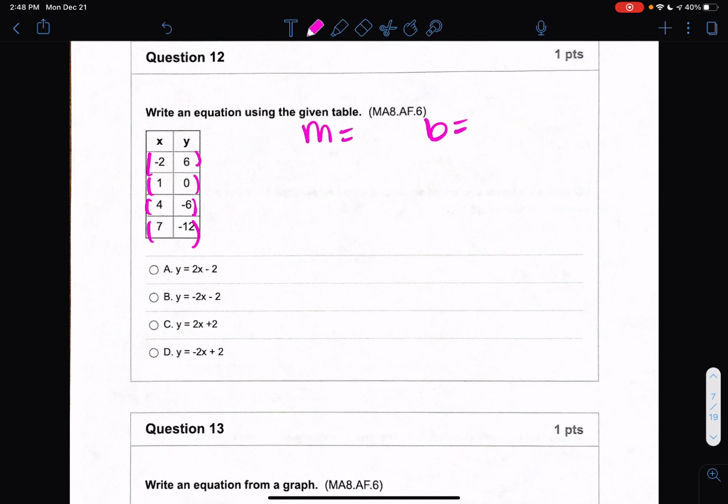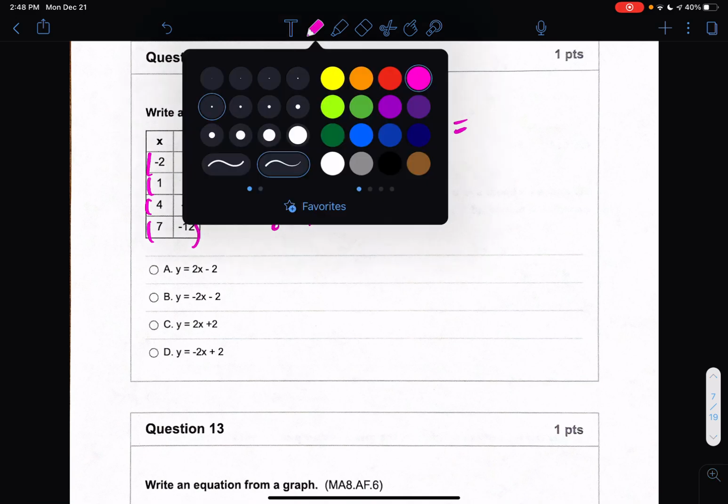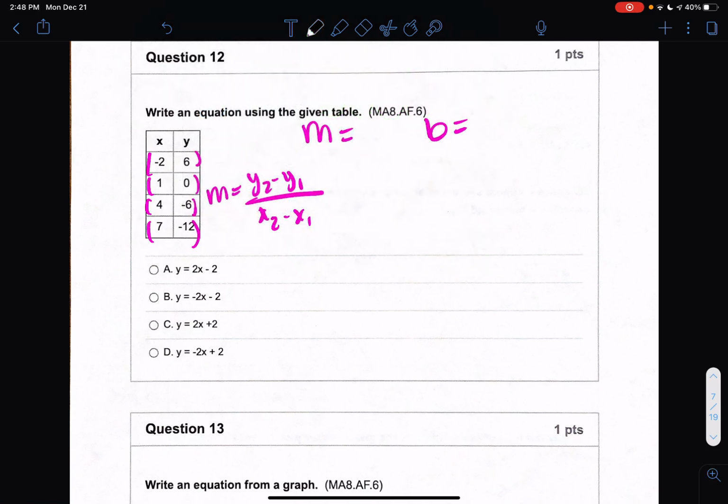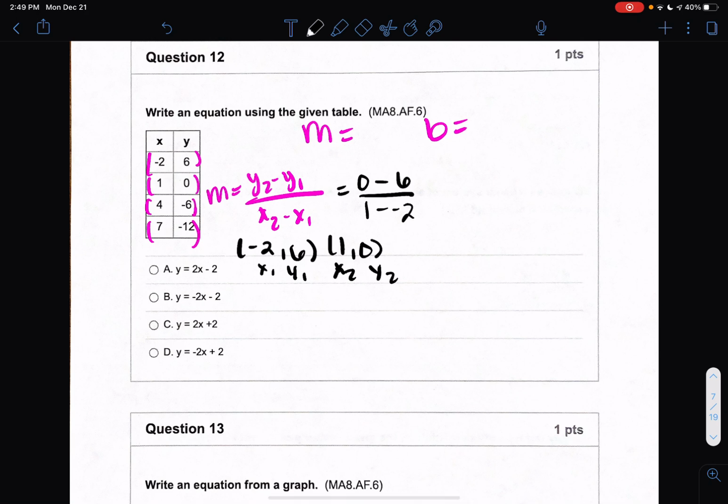Okay, so remember, I can use my formula, which is y2 minus y1 all over x2 minus x1 to figure out what my slope is by just using two of the ordered pairs from the table. So I have negative 2 and 6 and 1 and 0. I can label them if I want to, so I can know which one I'm plugging in. So plugging this in, I have 0 as y2 minus y1, which is 6, all over x2, which is 1, minus negative 2, which is x1.